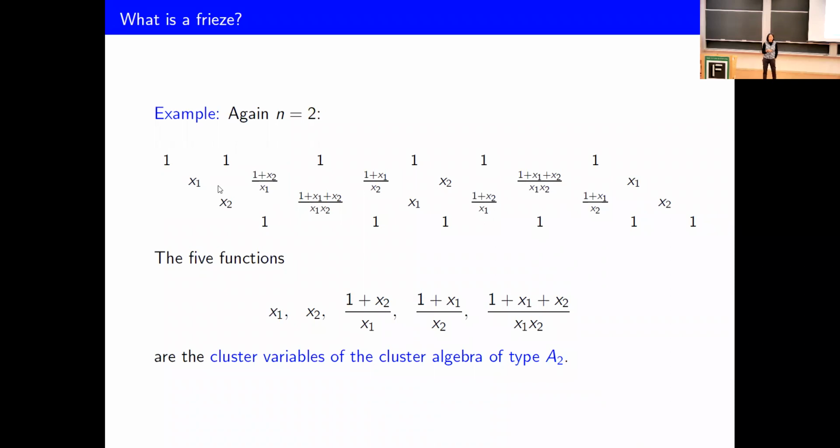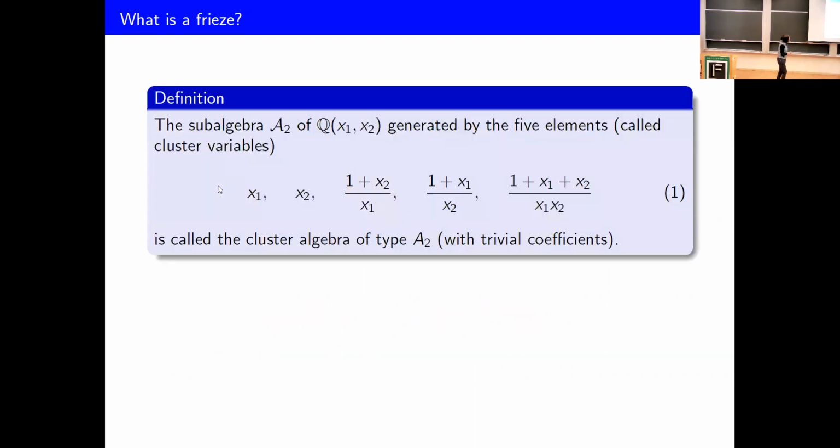So now let me tell you what is the cluster algebra of type A2. Remember these 5 functions, they look like that. In particular, they are Laurent polynomials. The bottom is always a monomial, and with no negative signs. So we call this a positive Laurent polynomial. So here's the definition. The subalgebra of the field of rational functions in 2 variables generated by these 5 elements is the cluster algebra of type A2 with trivial coefficients.